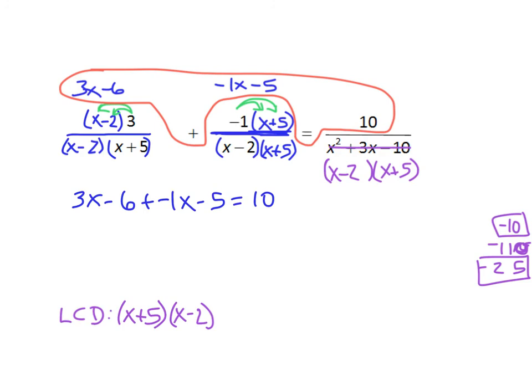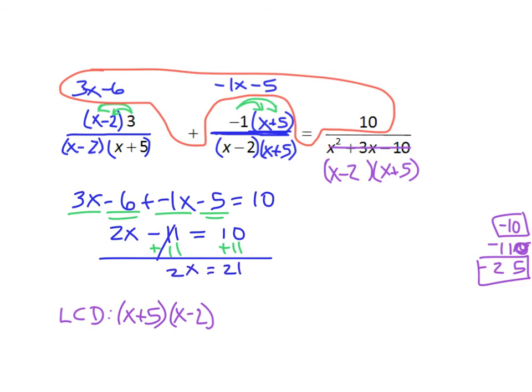Alright, we're going to combine like terms. I have a 3x that's positive and a 1x that's negative. So together that gives me 2x. Got a negative 6 and a negative 5, which gives me negative 11. And it equals 10. I'm going to add 11 to both sides. I get 2x equals 21. And I'm going to divide by 2, running into my LCD down here. X equals 10.5. Whoops.